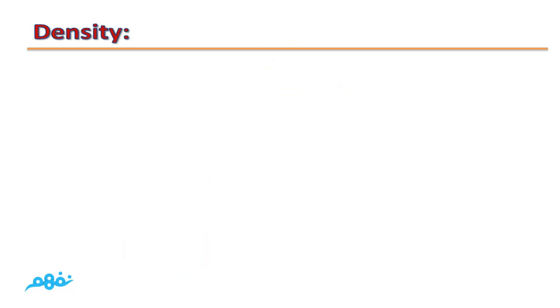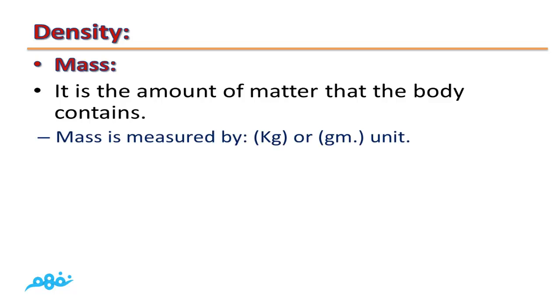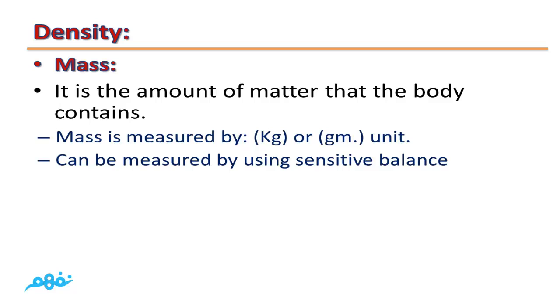Let's talk about the second physical property, which is density. Before we can find a definition for density, we have to know the definition of two other concepts. The first one is mass. Mass is the amount of matter that the body contains. Mass is measured in kilogram or gram. Mass is measured by using a sensitive balance.